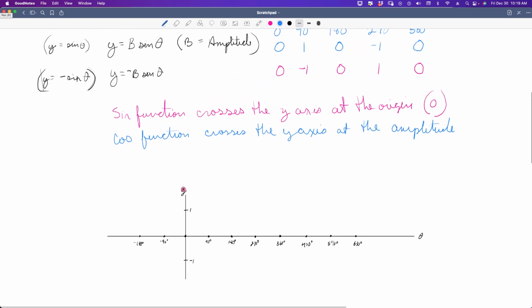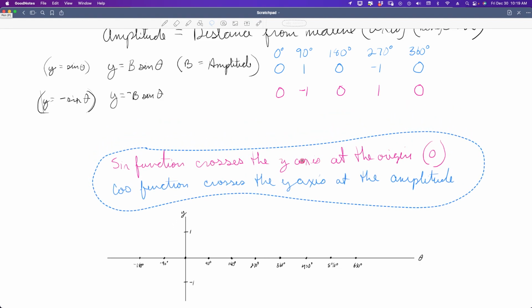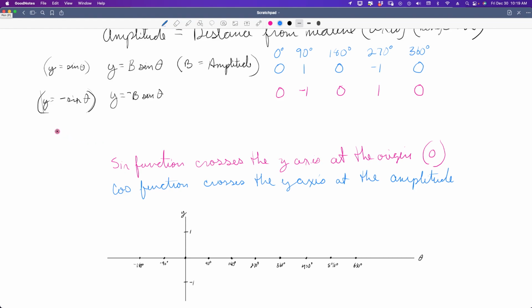So let's look at those points here. I might need to move this and make a little bit more room. Let's move this down a little bit. All right, so this would be y is equal to cosine of theta, right? This is going to be your positive, so this y is equal to b cosine of theta, where b is the amplitude. So this is going to be positive, is a positive b.